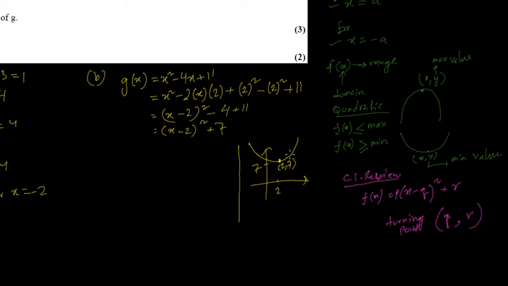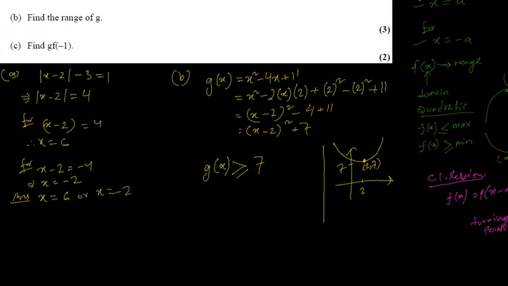So now when they are talking about the range, you remember the rule, it has to be f(x) is greater than or equal to the minimum value. So here the minimum value is 7, the y coordinate is called the minimum value, so the range of g(x), because the function is called g(x) here, is greater than or equal to 7. So that's the range in this particular sum.